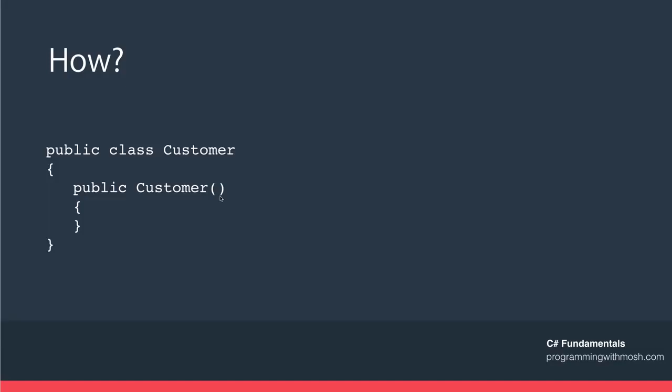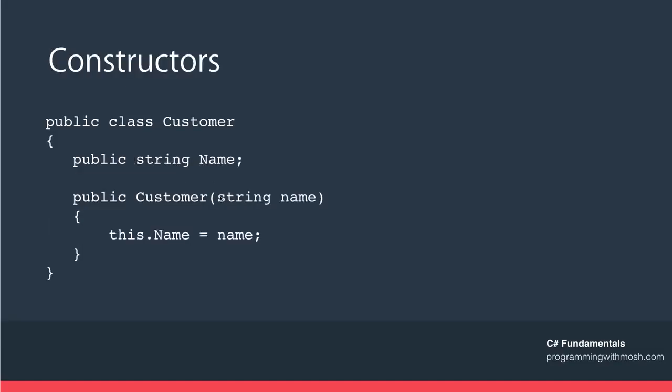What are those default values? For any kind of numbers, it sets them to 0. For Boolean types, sets them to false. For any other kind of reference types like strings or any other objects, sets them to null. And for characters, sets them to an empty character. Here is another example of a constructor.